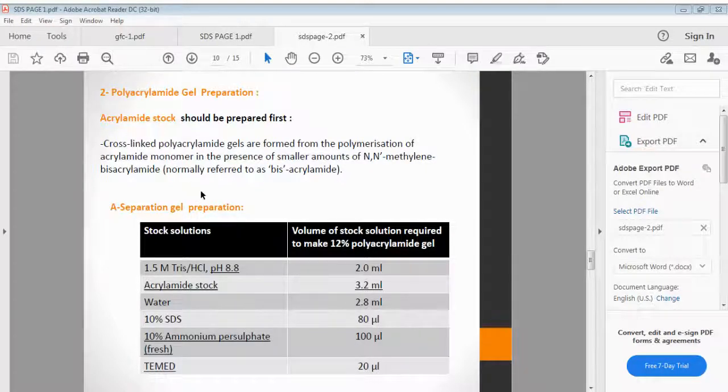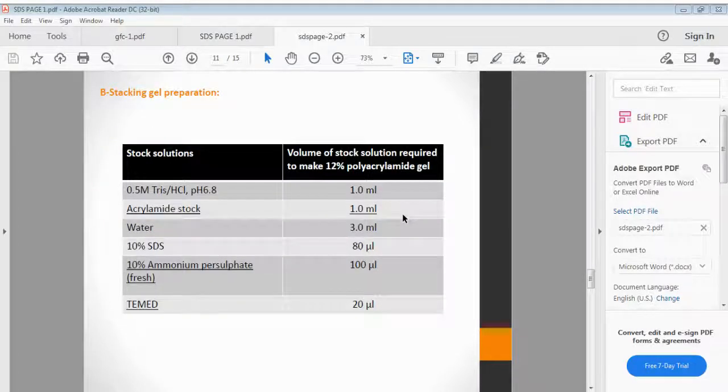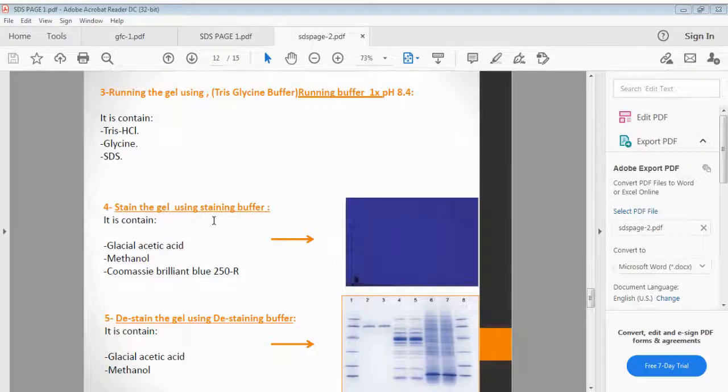So the separation gel is prepared like this. I told you, 1.4 molar Tris HCl is taken, pH is 8.8. These are the volumes of the respective components to be added for preparation of the separation gel. Whereas here you can see the concentration of Tris HCl for the stacking gel is lesser, 0.5 molar and 6.8 pH, and the volume taken is also lesser. This is prepared separately, and they are prepared by pipetting it in between the plates.